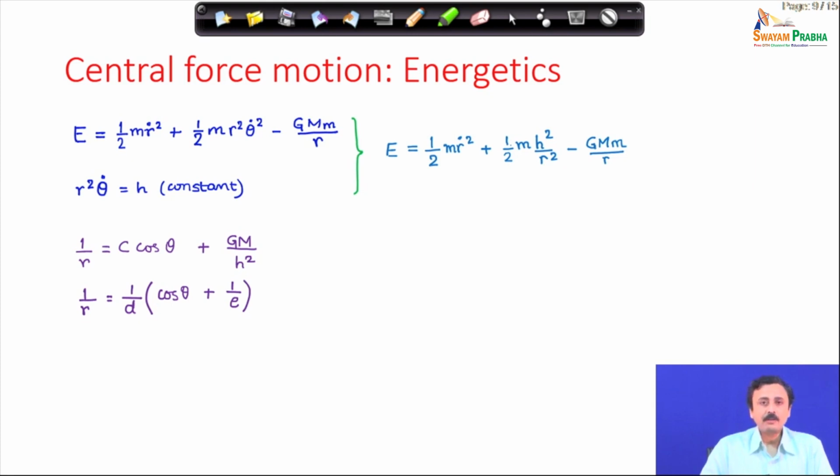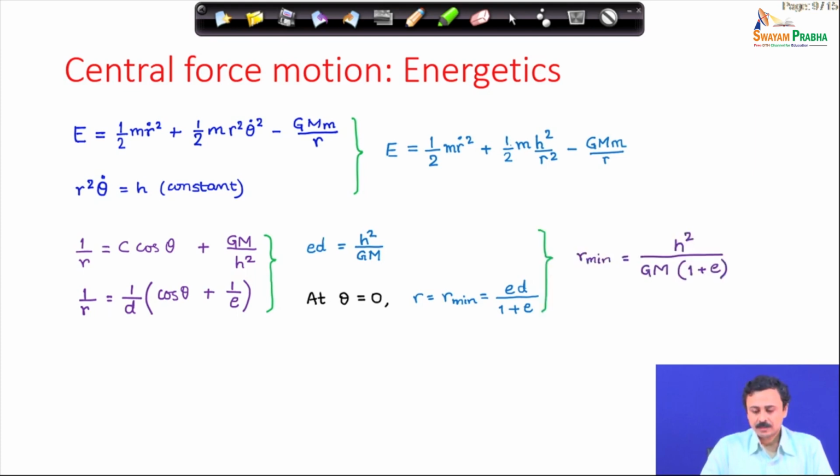Now, I have written again our solution from the kinetics and from the geometry, and from here I know that e d is h squared by G M, and all these things we have just now seen. At theta equal to 0, r must be equal to r min, which is e d by 1 plus e. This comes from the geometry side. And therefore, if I eliminate that e d in the second expression using the first expression, then I have r min as h squared by G M times 1 plus e.